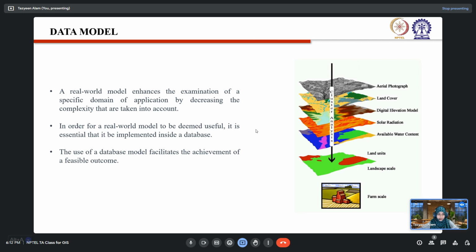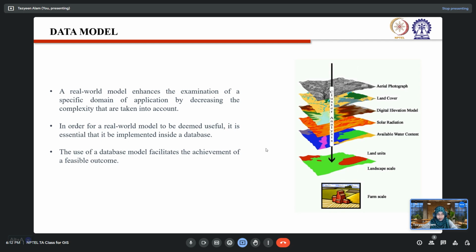So in order for a real world model to be deemed useful, it is essential that it be implemented inside a database. One of the most important factors about having a digital model is the use of a database model, which facilitates the achievement of a feasible outcome, but that is possible only when you are maintaining a certain database and you're careful about your handling of metadata at different servers like cloud services or even at a manual digitized version of your databases.